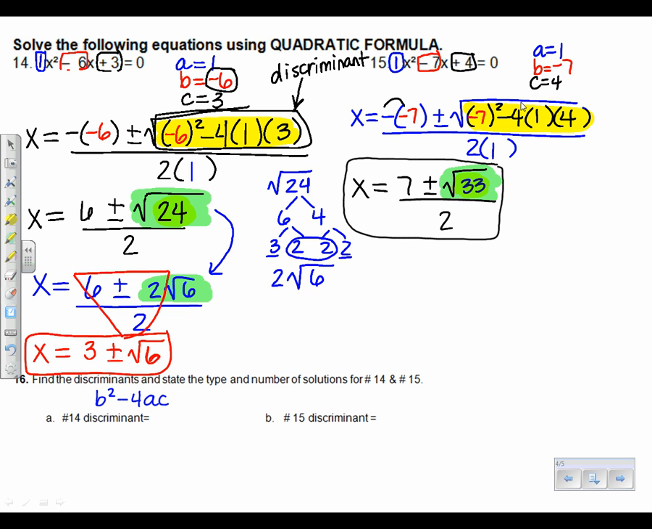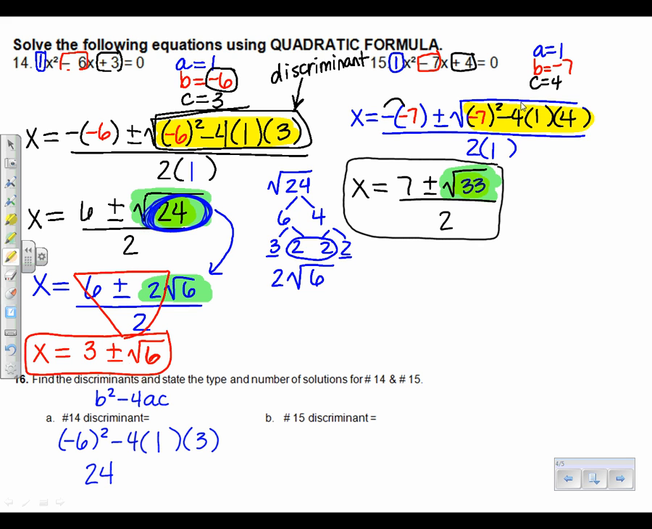So number 14's discriminant was, it all simplified to this positive 24. And if I wanted to calculate that again, just to prove to you, my b in number 14 was negative 6. So I do negative 6 squared minus 4 times my a was 1, my c was 3. And negative 6 squared minus 4 times 1 times 3 is 24. So that is part of my answer.